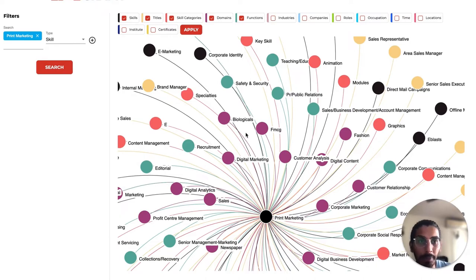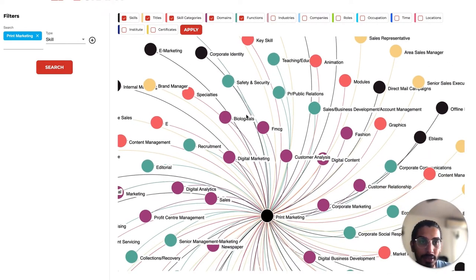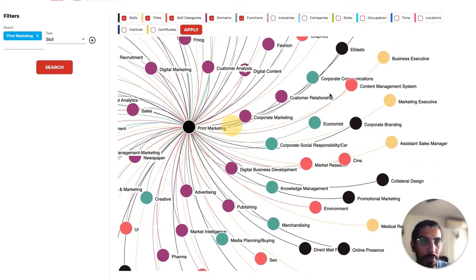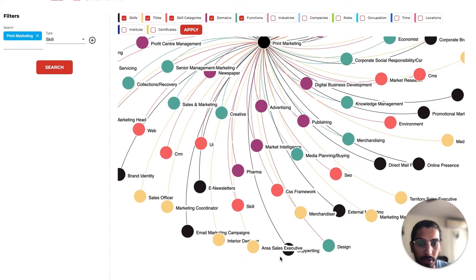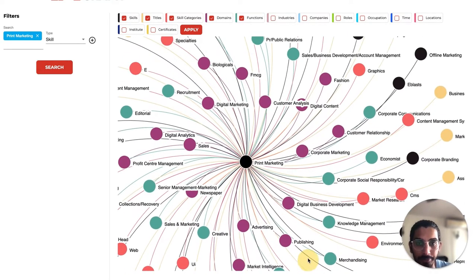The people who have these skills are brand managers, fashion consultants, sales representatives, business executives, marketing executives, interior designers, marketing coordinators, merchandisers, and marketing managers.